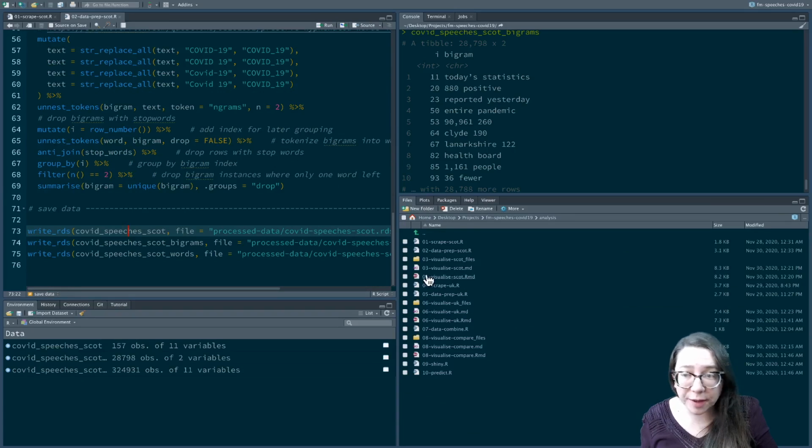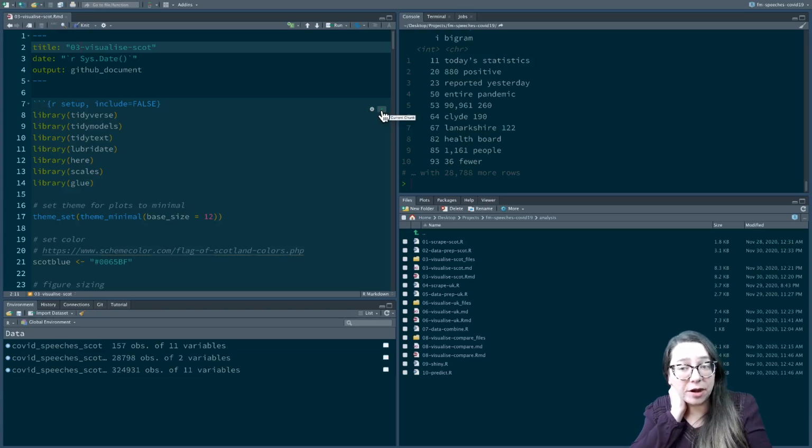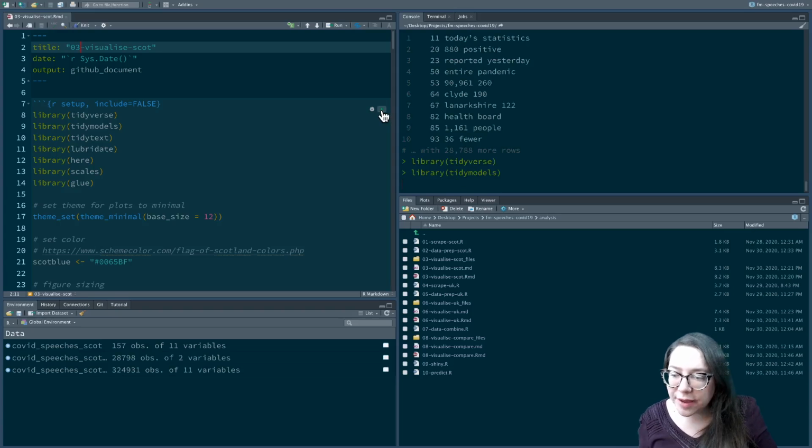I'm going to open up the third file here, which is in our markdown file. The first two were R scripts because I was just doing this data scraping, data cleaning, and then saving the data sets as a result, as opposed to doing that data cleaning inside my R markdown file, which would mean that every time I knit it, it actually has to redo the analysis or rescrape the data for me, which is something I didn't want it to do.